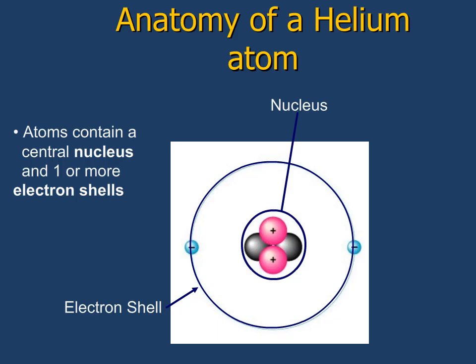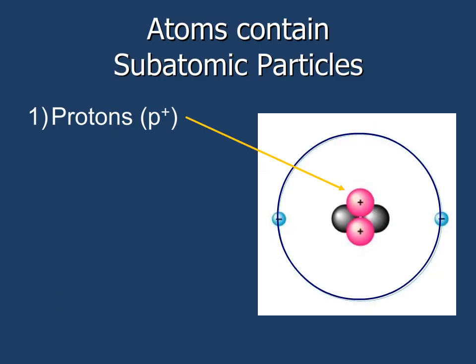So now that we've talked about elements, let's go back to talk about atoms. Remember that an atom is the simplest form of an element that still retains all of the chemical and physical properties of that element. And so here we can see an atom of helium. Now, atoms have two general regions. They have a nucleus, and surrounding that nucleus they have electron shells. So the nucleus contains two different types of subatomic particles, and the first of these are the protons.